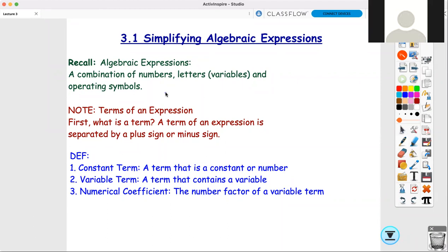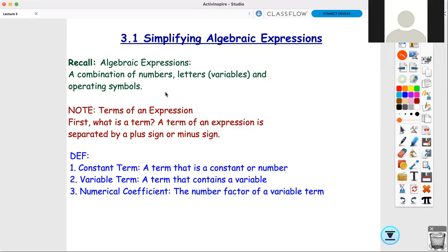So 3.1 is simplifying algebraic expressions. To know what simplifying those expressions is, what is an algebraic expression? Well, recall that an algebraic expression is a combination of numbers, letters, which are also variables, and different operating symbols, which are the different operations: addition, subtraction, multiplication, division.